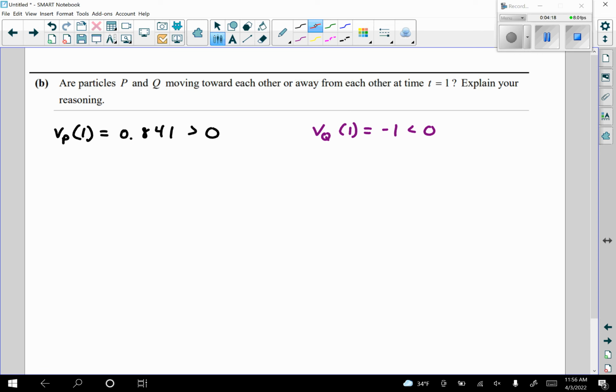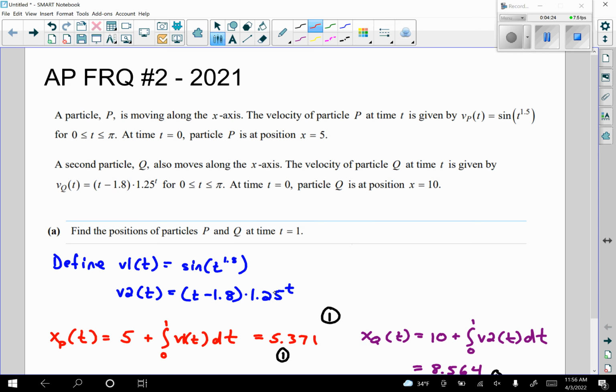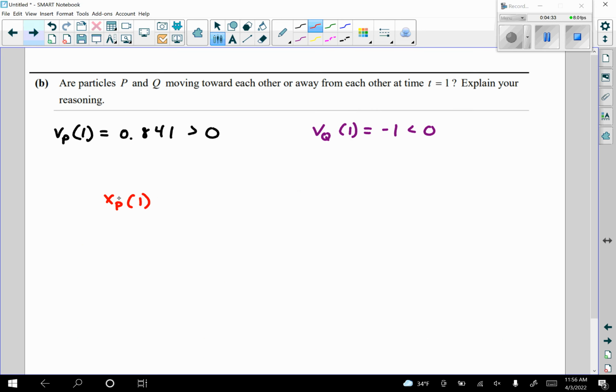So we're going to go back to the positions. So we know that X sub P of 1, that was from part A, that was 5.37, and Q was at 8.564. So particle P is to the left of particle Q. So X sub P of 1 is less than X sub Q of 1. So particle P is to the left of Q at time t equals 1.